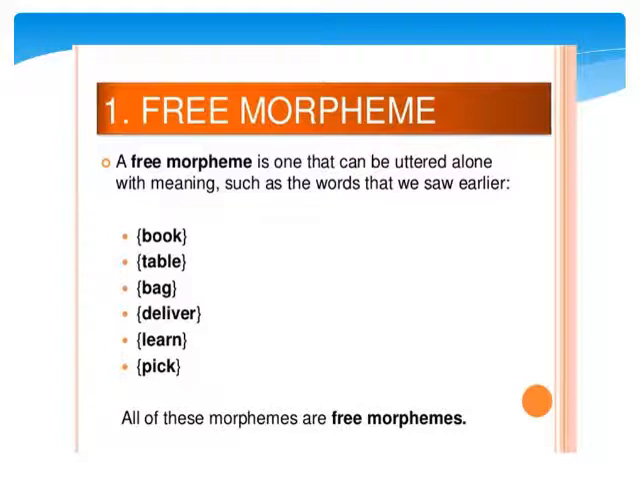Now have a look at free morpheme. A free morpheme is one that can be uttered alone with meaning, such as the words that we saw earlier, like book, table, bag, deliver, learn, pick. All of these morphemes we call free morphemes because they can be used freely without the help of any other words.